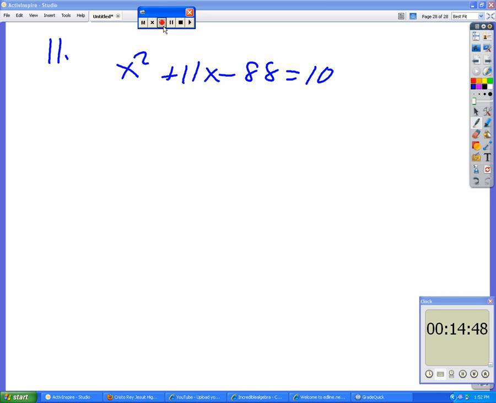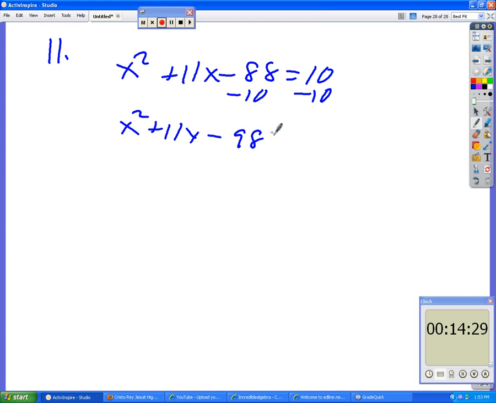That side. The right side has to be 0, it won't work right. So I have a 10 over here, I can't have the 10 there, so I have to subtract 10 to make it go away, which means I have to subtract 10 from here. So that gives me x squared plus 11x minus 98 equals 0.